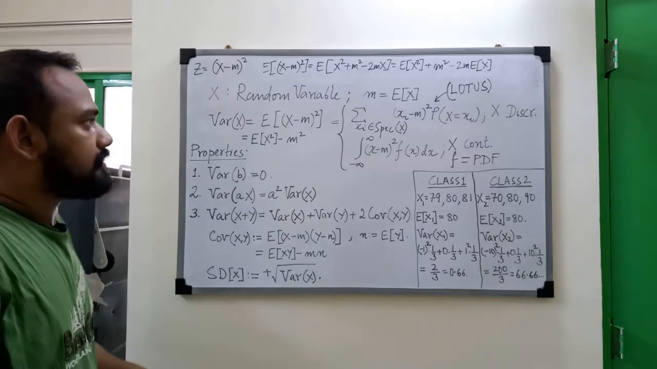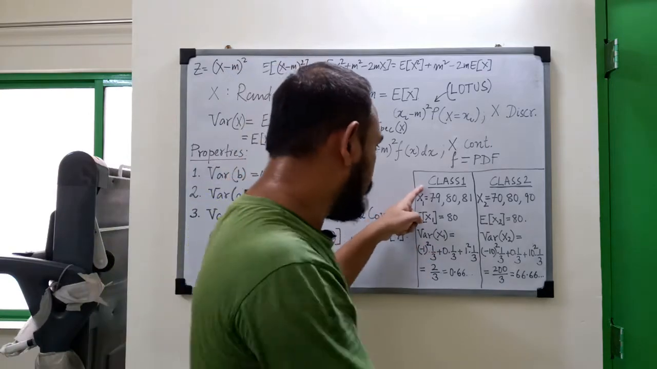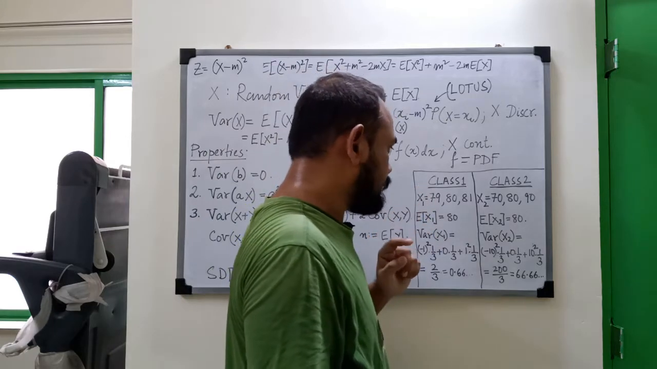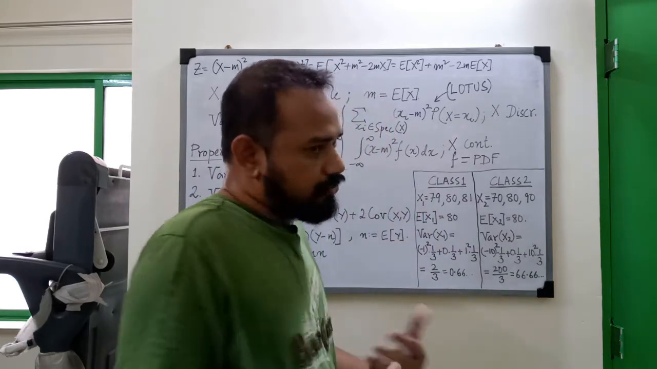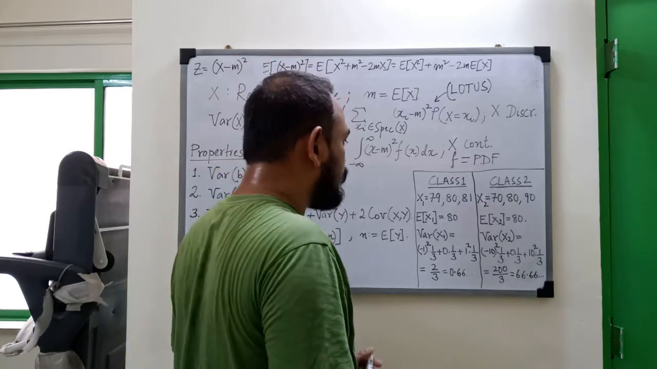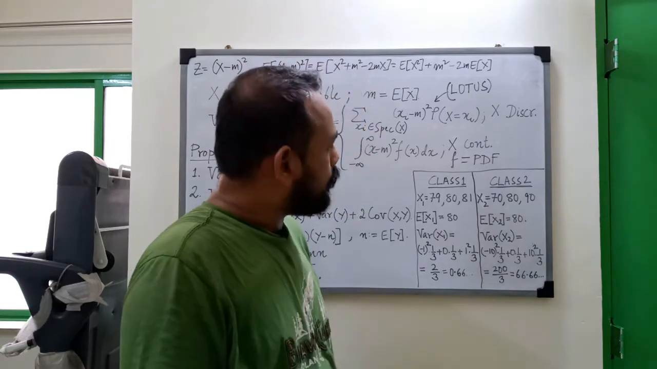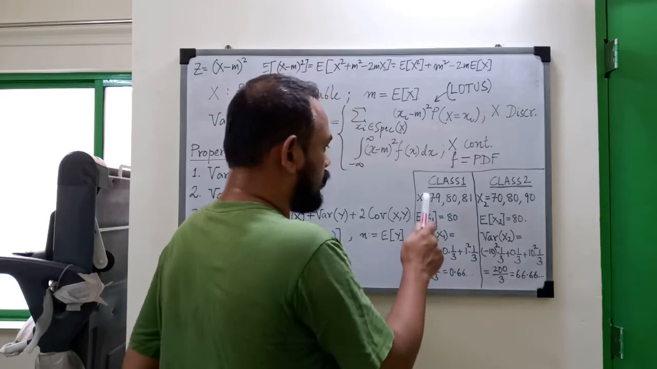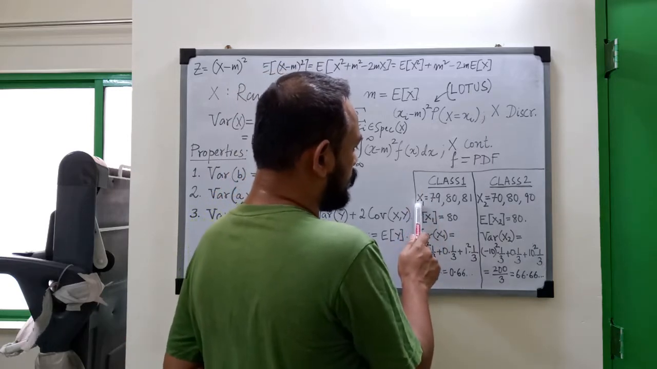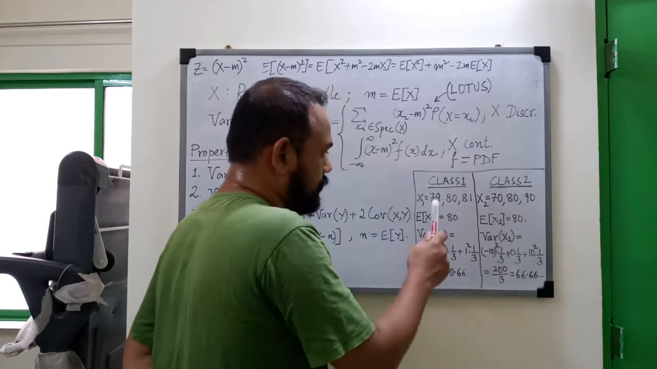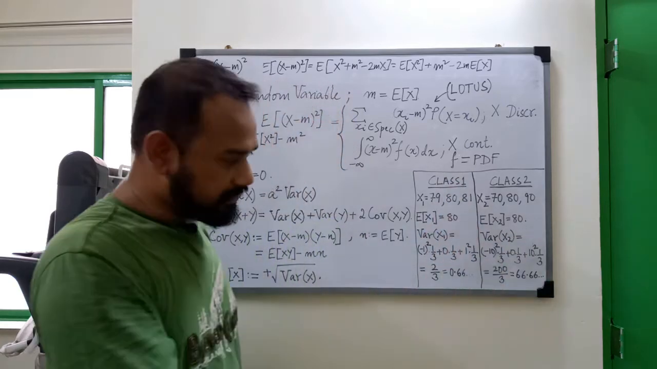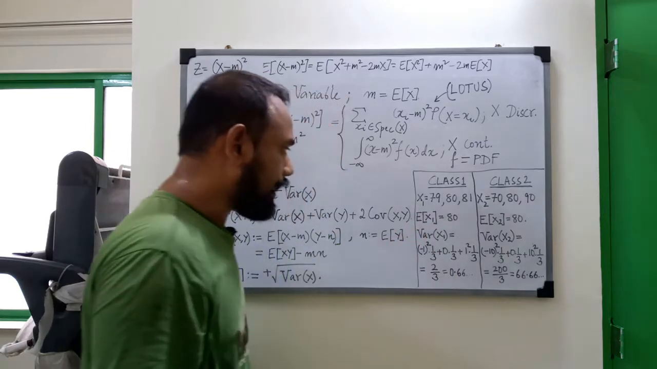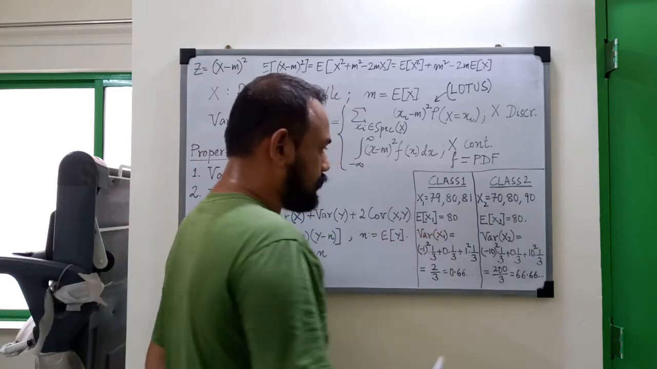For example, let's take this example. Suppose you have two classes. In both the classes, you have students, okay? Let's just say that there are 3 students in both classes, and we've just had an exam where people have scored different marks. So in the first class, in the exam, 3 people have scored 79, 80, and 81 out of 100, let's say, okay? And X1 is the random variable which is measuring the mark of each student. So X1 takes these 3 values, 79, 80, and 81.